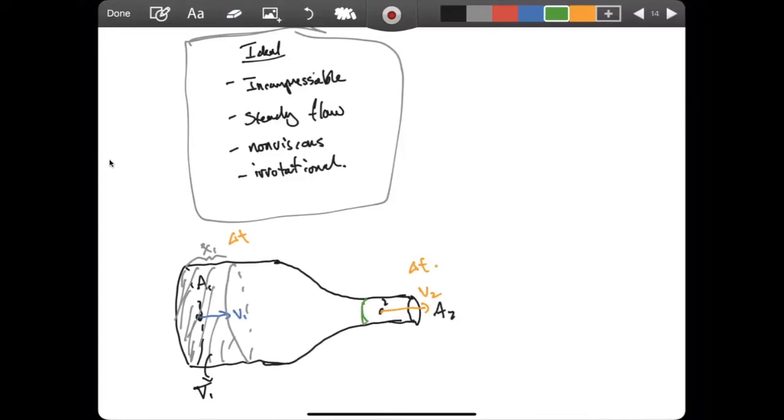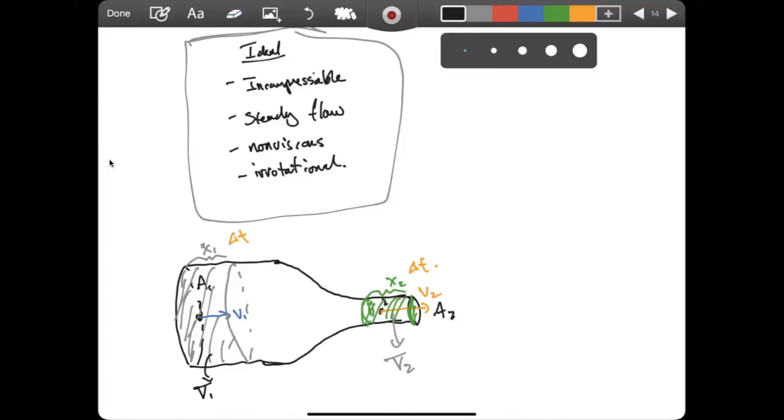In the same amount of time, in green, all the fluid that's initially here at the initial time will go to this location here, meaning it's going to sweep out its own length of x2 as it moves forward. So this is going to sweep out some volume, V2. Since we're dealing with an incompressible fluid, the two volumes must be identically the same, because that's what incompressible means.